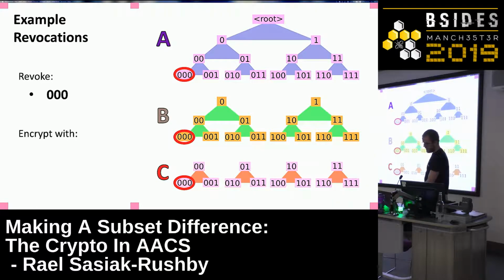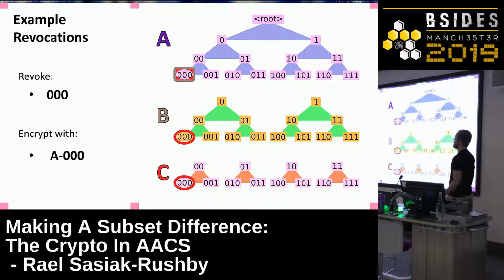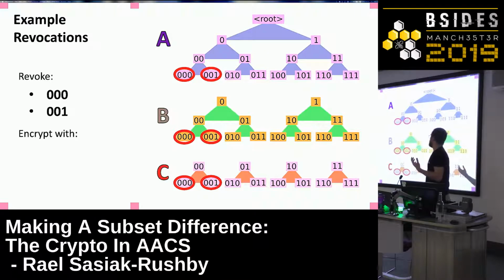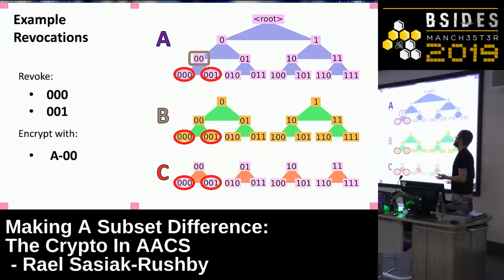The easiest way of doing that is to encrypt in the tree A, encrypt with the 0, 0, 0 key. And hopefully you can realize that all of these devices would be able to get to that in our system, and that is the only device that cannot get to that location. Okay, so that's a simple one. We could already do that. What if we wanted to revoke 0, 0, 0, 0, 1? We've already seen how we do this. This is simple, 1-layer revocations, contiguous sets.